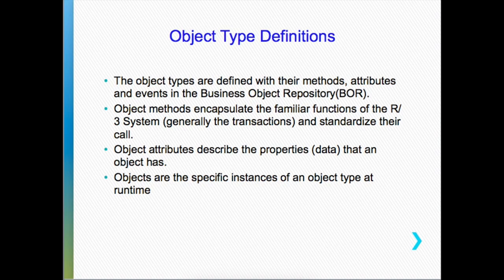And these attributes describe the properties that an object has. The attributes of these specific methods and our objects define the properties. It's a type, and objects are the specific instance of an object type at runtime. Each object refers to a specific runtime instance of a specific object type.